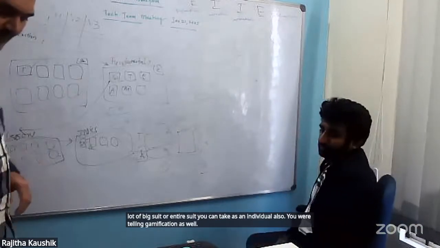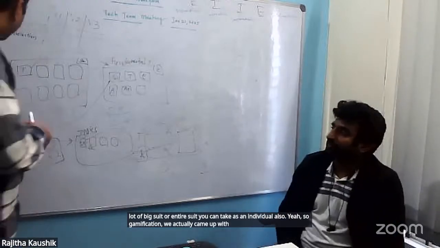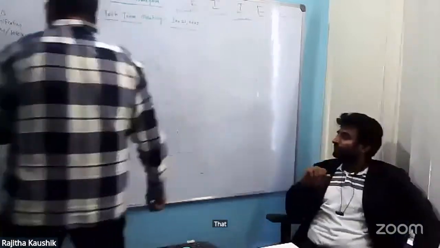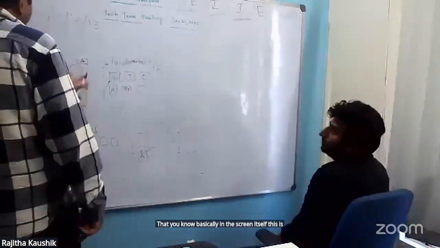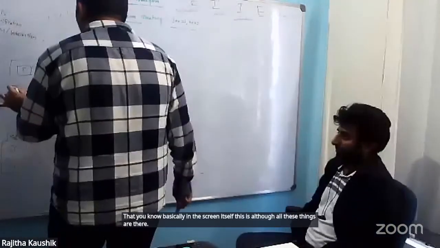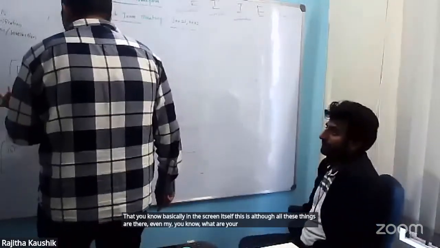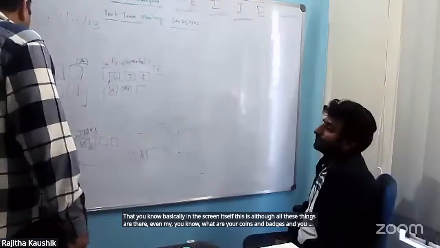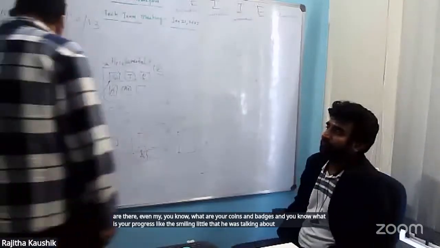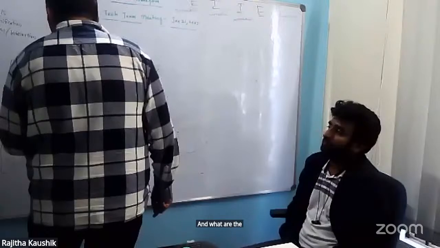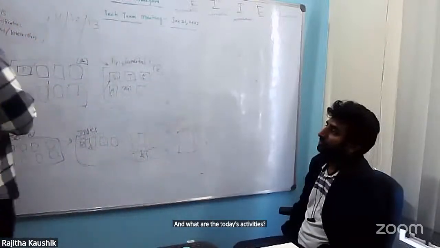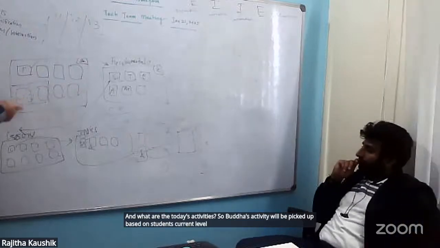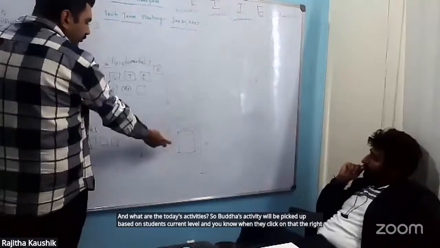Dawji, you were telling us about gamification aspects. Yeah, so for gamification, we came up with the screens during our earlier discussion. In this screen itself, it's driven by your points and badges, and your progress, like the smiley meter that Guruji was talking about, and today's activities. Today's activity will be picked up based on the student's current level, and when they click on that, they will go directly to the right lesson.